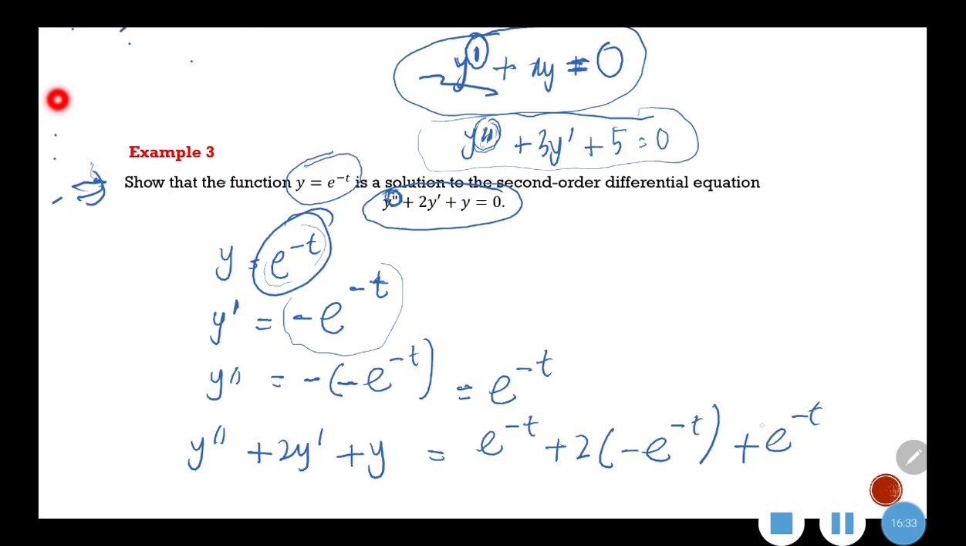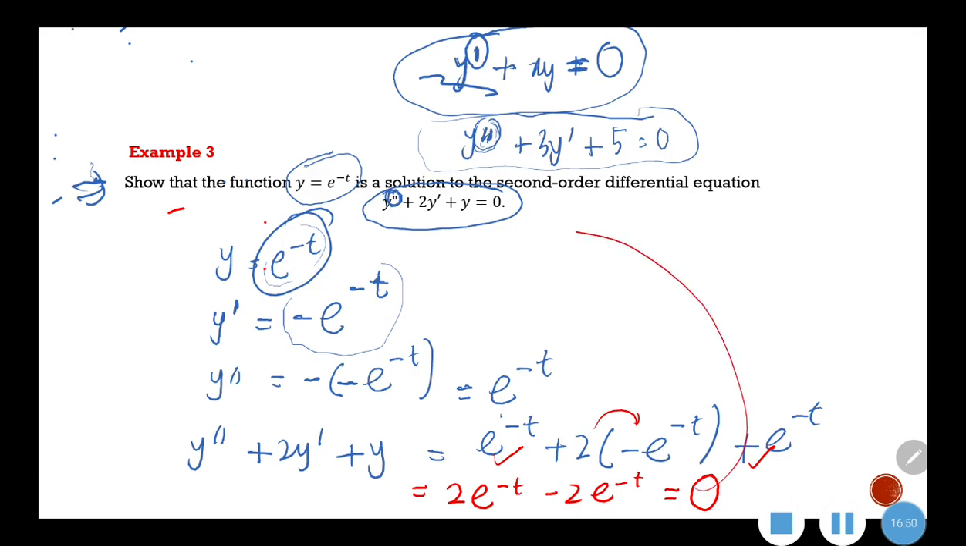e to the power of negative t. This one and this one, you can add them together, so you get 2 e to the power of negative t. And then this one, multiplying in, you get negative 2 e to the power of negative t. So obviously, we get 0. So it is the same as the earlier question. From this, left hand side equals right hand side, proven.